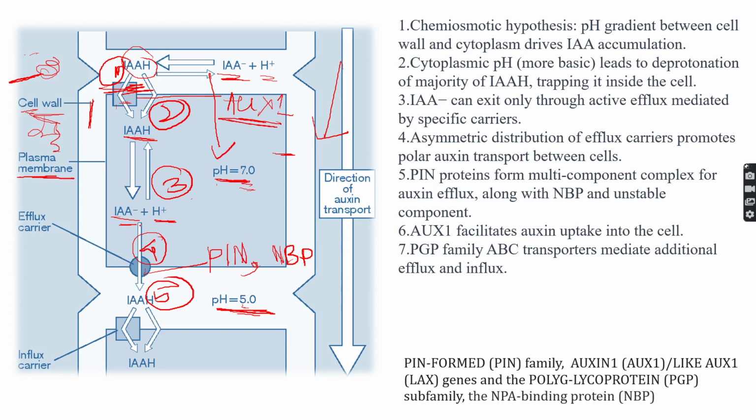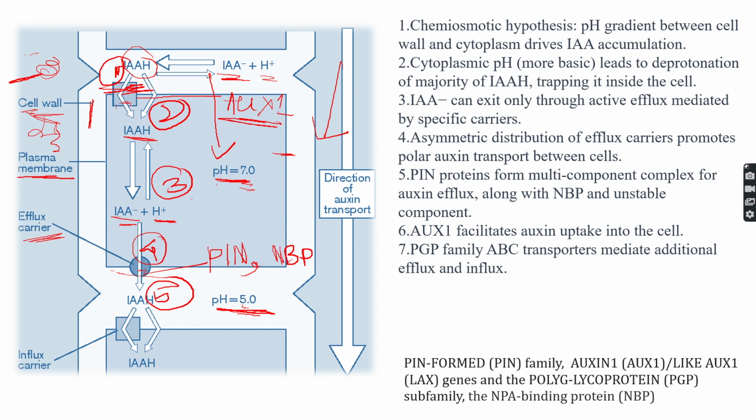Now this IAA minus cannot go outside the cell, to the apoplastic region, if there is no efflux transporter or efflux carrier. These efflux carriers are distributed asymmetrically in the cell, and they are mostly present in the downward direction. That's why there is a polar movement. Sometimes the question comes: who is the responsible molecule or responsible carrier for polar transport? The answer will be this efflux carrier. These efflux carriers are present in the lower direction. That's why the movement of auxin is from up to down.